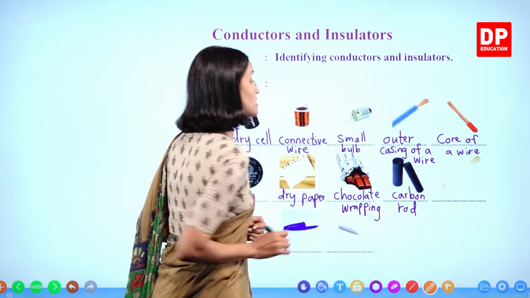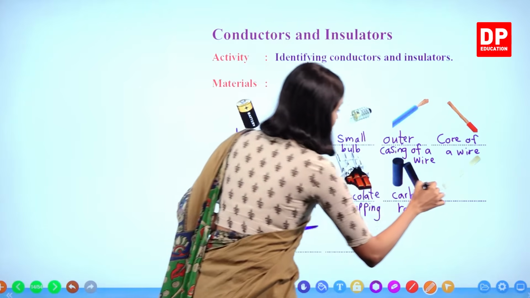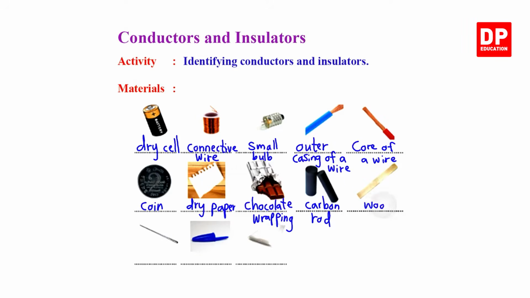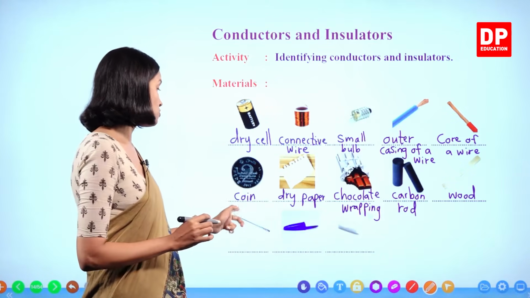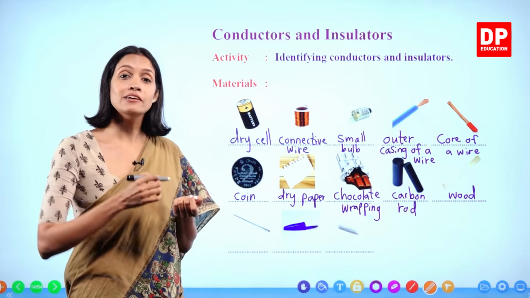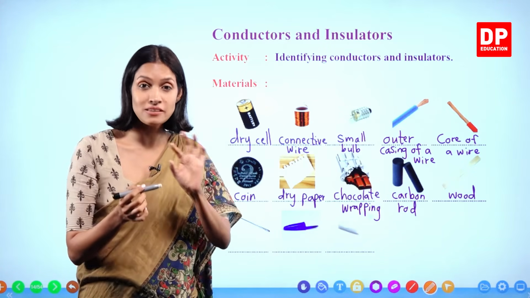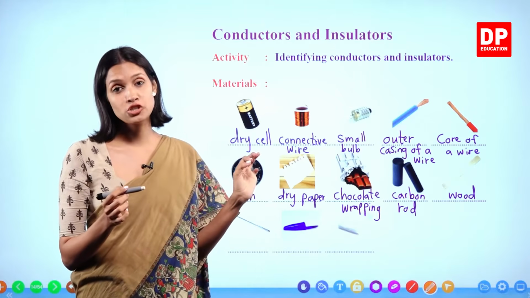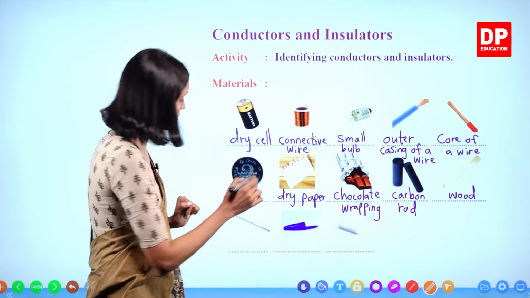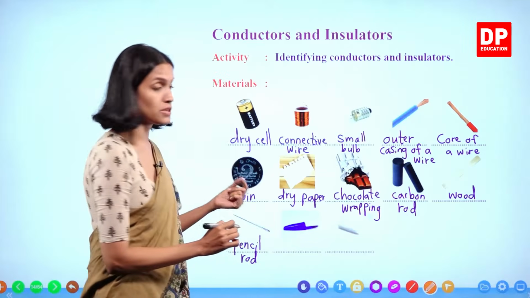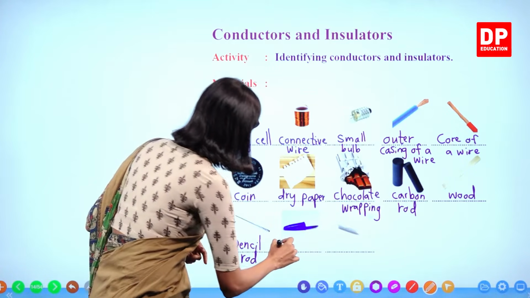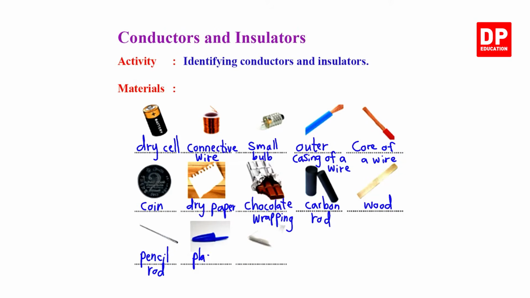Okay, and then we need a dry piece of wood. Let's write wood or dry wood. Okay, and then we need a pencil rod, right? You all know that when you sharpen the pencil, inside the wooden part there's a graphite rod. We need that type of graphite rod. Okay, pencil rod. And then we need a piece of plastic and a piece of polythene.